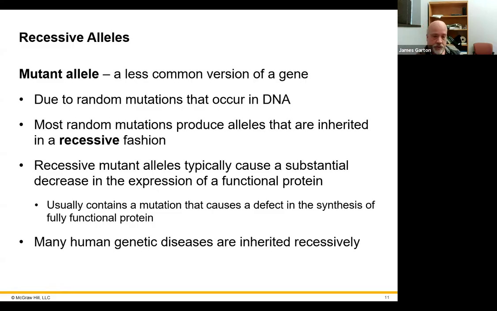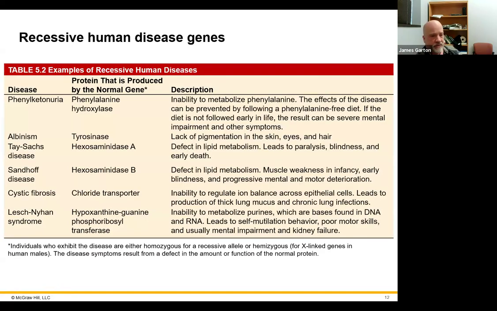There are lots of human genetic diseases that are tied to a single gene, a single allele. And most of those disease-causing alleles are recessive. And there is some of them. And these are all recessive. And these can all have some negative effect on the fitness of the individual that has it.